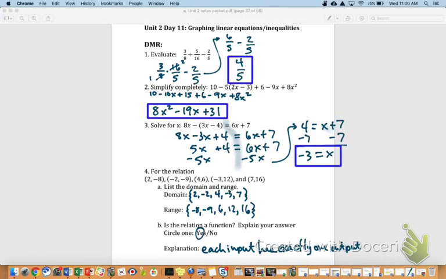Oh, sorry, that last one's in a bad spot. We can talk about that one. So first one should be 4/5. The second one should be 8x squared minus 19x plus 31. Third one should be x equals -3. And then got a domain, a range. Yes, it's a function. We can talk about the reason.